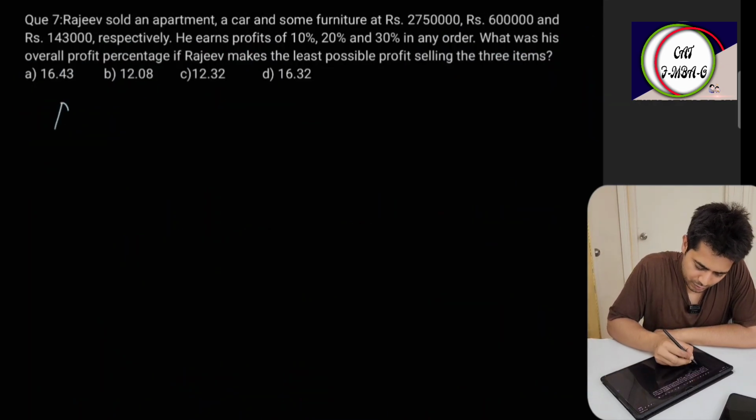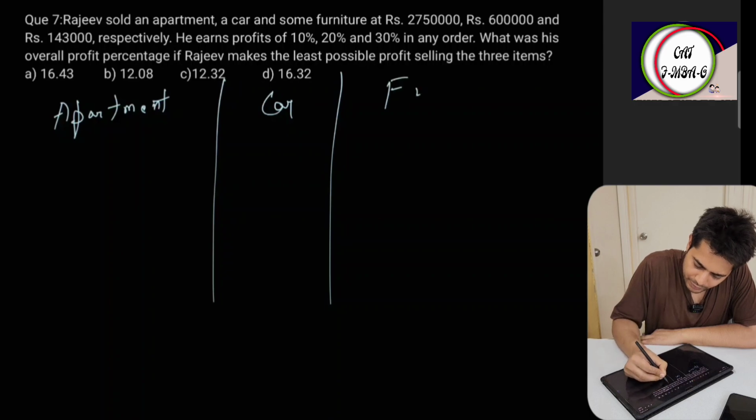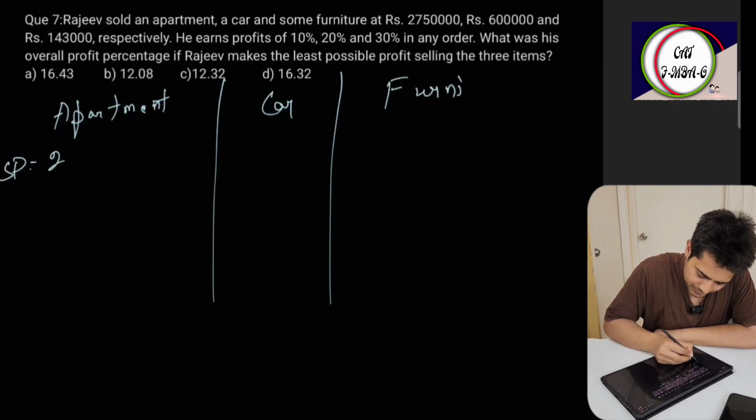Question number 7. Rajiv sold an apartment and a car and a furniture. Now the apartment selling price is equal to 27.5 lakhs.